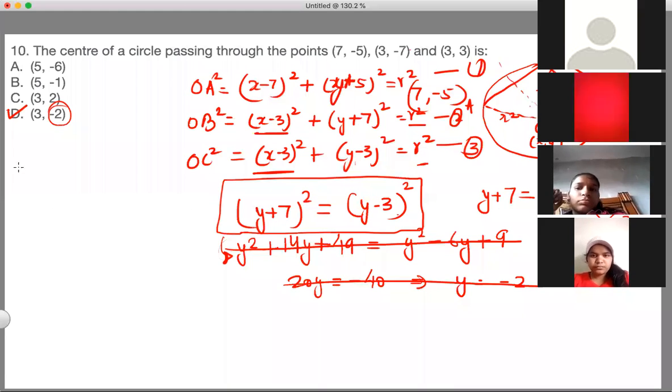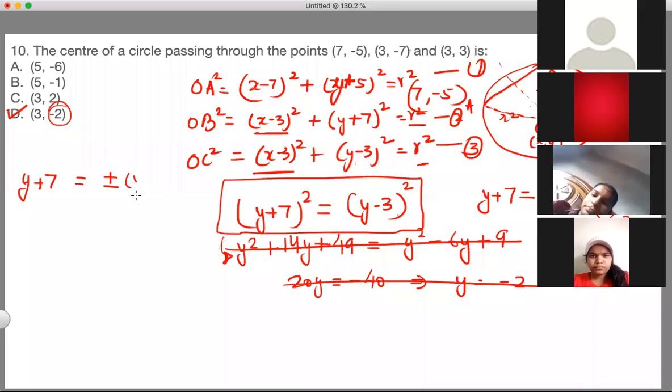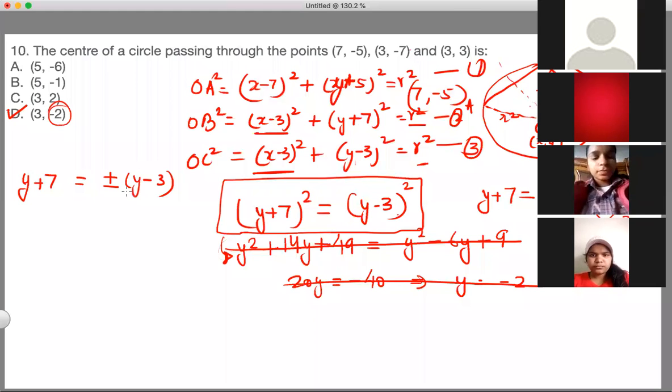तो मैं दोनों तरफ अगर स्क्वायर रूट लूंगा तो उसको लेने का तरीका ये है कि y + 7 इज इक्वल टू ±(y - 3)। स्क्वायर रूट लेंगे तो प्लस माइनस लगाना पड़ेगा, ठीक है?